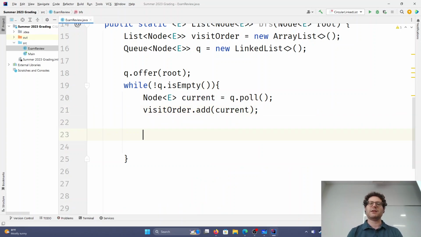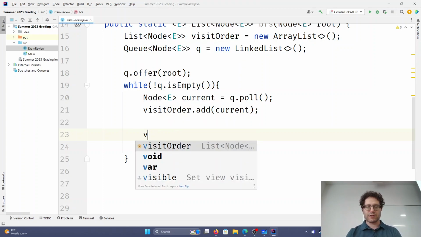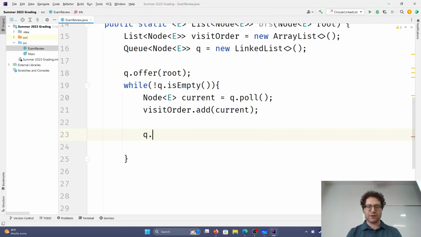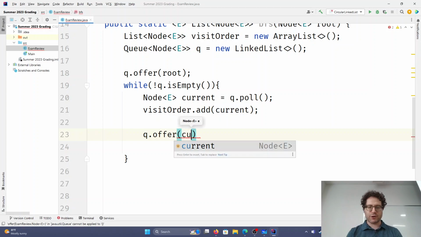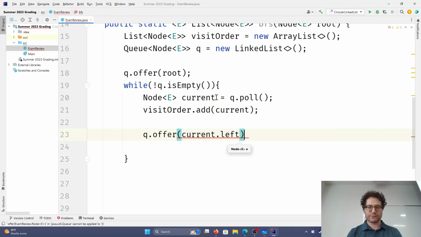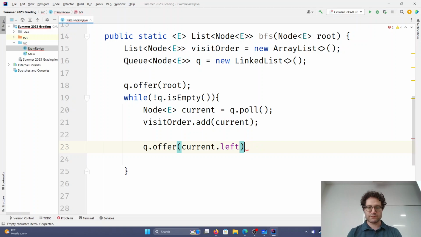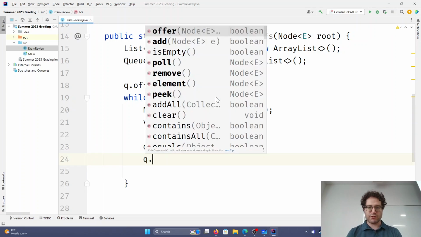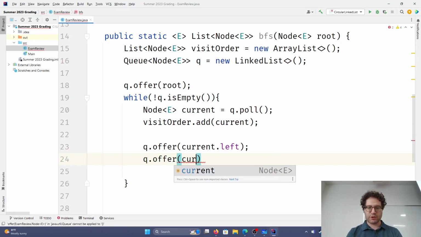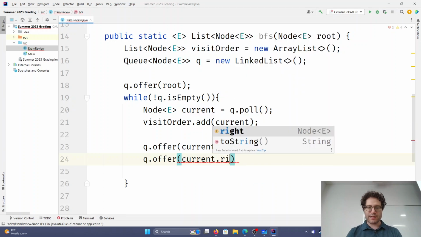And then finally, what we have to do is we have to add its children in, okay? Which is that we are going to say q dot offer current dot left, q dot offer current dot right.